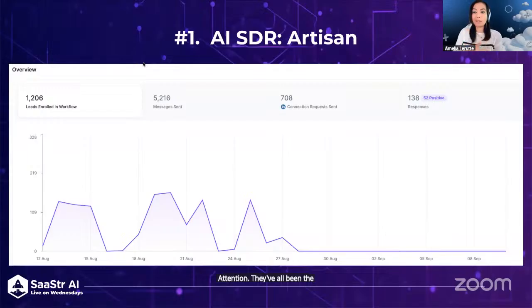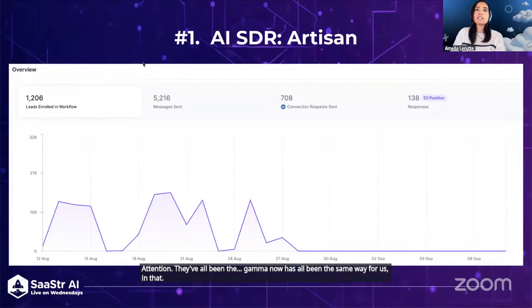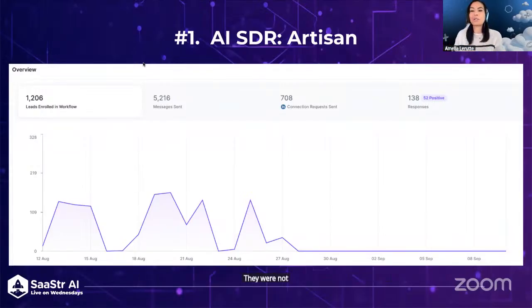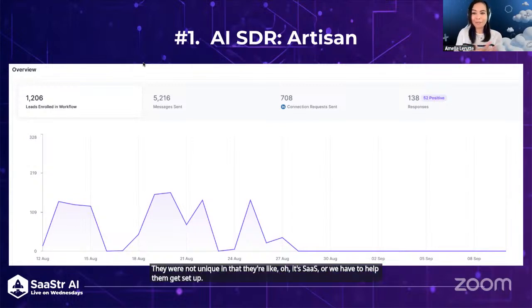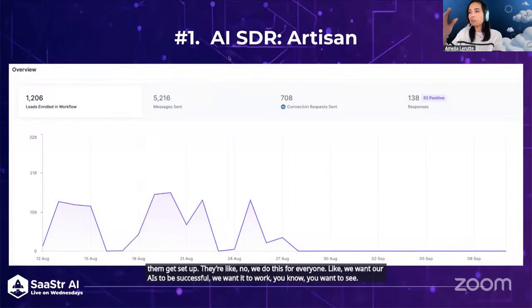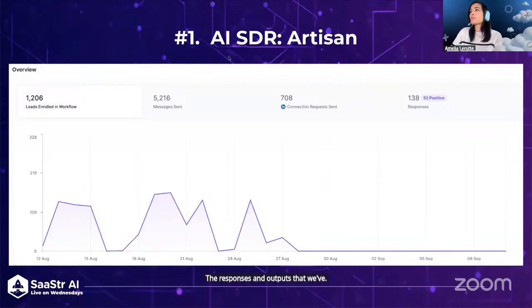Gamma now has all been the same way for us, in that they were not unique in that they're like, oh, it's SaaStr, we have to help them get set up. They're like, no, we do this for everyone. We want our AIs to be successful. We want it to work. You want to see the responses and outputs that we've seen and enjoyed on the platform so far to be the use case across all companies, right?